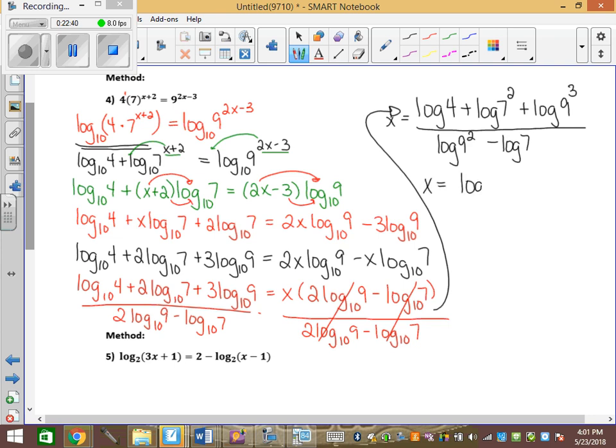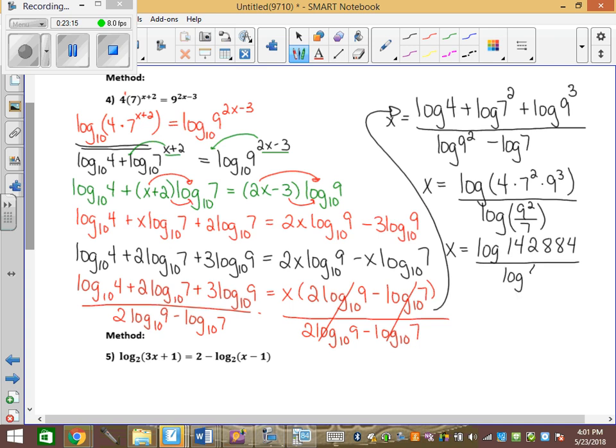So I'm going to get log of 4 times 7 squared times 9 cubed, which is going to be a large number, over log of 9 squared divided by 7. So I'm going to get x equals 4 times 49 times 9 cubed. I'm going to get log 142,884 over log 81 over 7.